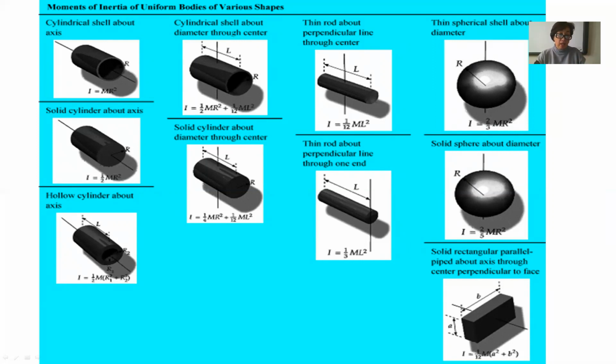For example, a solid rectangular parallelepiped about an axis through the center, perpendicular to the face, through the center of one face and the second face. The moment of inertia for the solid rectangular parallelepiped is 1 divided by 12 M, where a and b are the two sides, times a squared plus b squared.